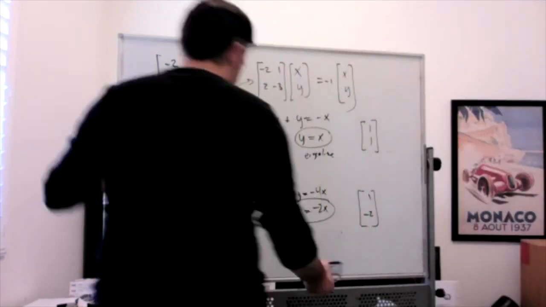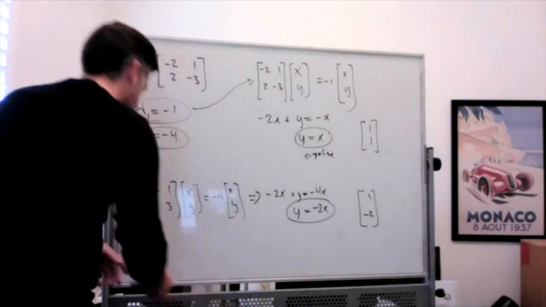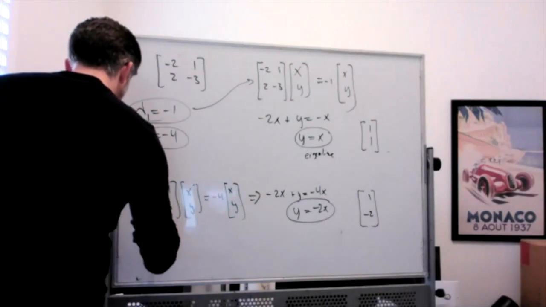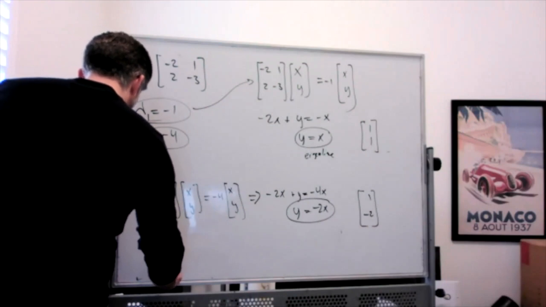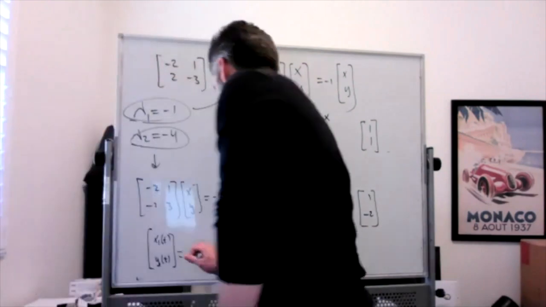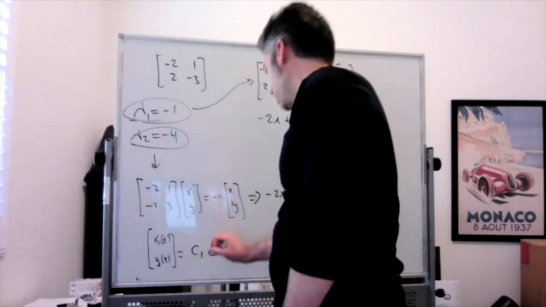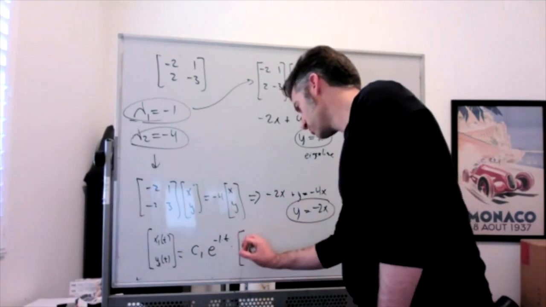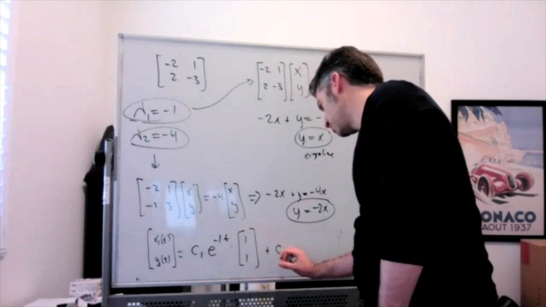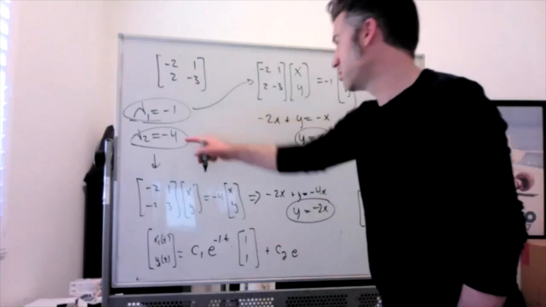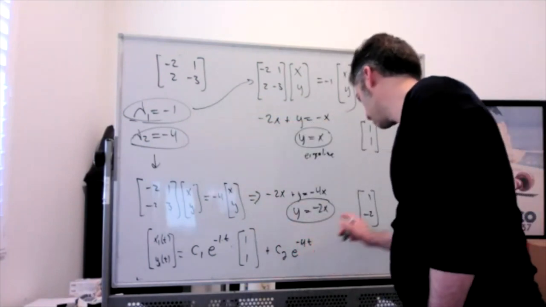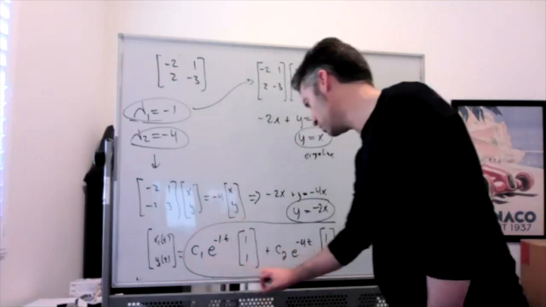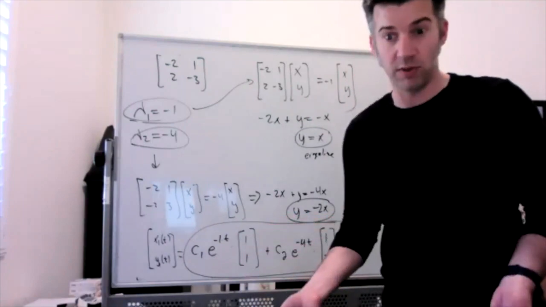So finding the solutions, the general solution of the system is going to be x1(t), x2(t) equals c1 e^(lambda1 t) times v1 plus c2 e^(lambda2 t) times v2. And if we're not given any initial condition, this is just our general solution.